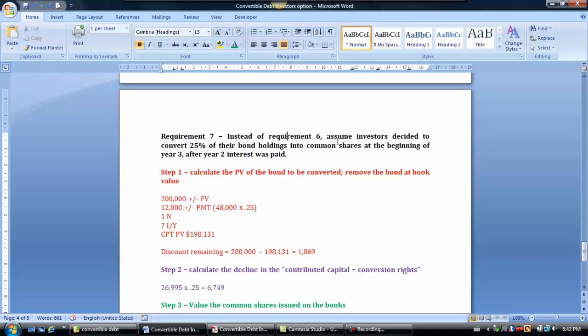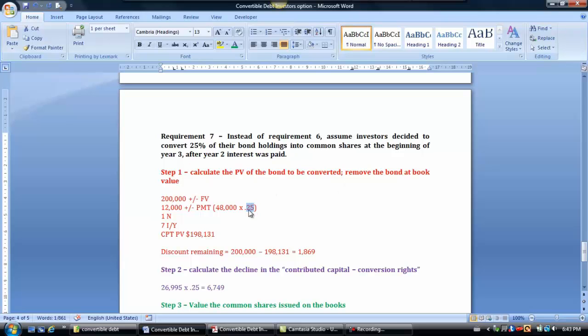So we want to calculate the present value of the bonds that we're removing. So how much are we removing? Well, we're removing 1/4, 25% of the $800,000, which is $200,000. So I'm going to calculate the present value of those $200,000 in bonds by using my calculator here. So $200,000 plus minus the future value. So that's the cash outflow. My interest payment that I would be making is $48,000 times 25%, because the $48,000 was the full amount of the payment for $800,000 in bonds, but I'm only making a payment on 25%.